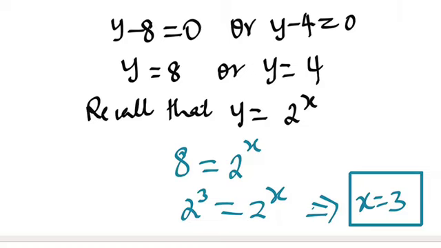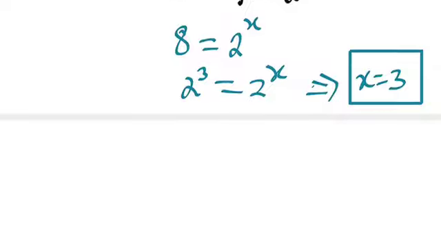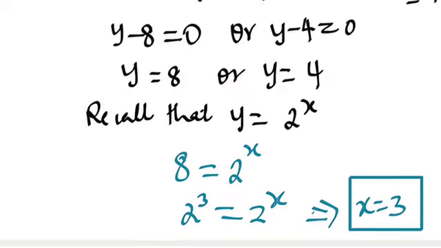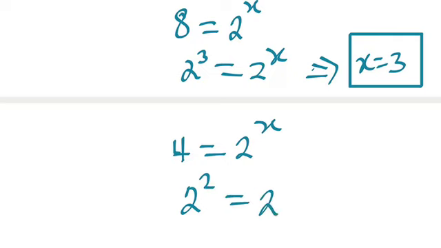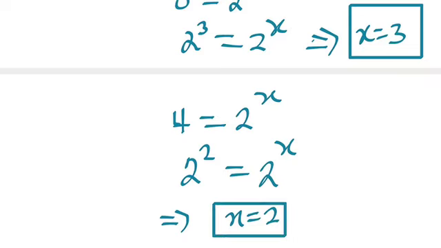Now moving on, we pick the second one, when y equals 4. So we're going to have 4 equals 2 to the power of x. Then 2 to the power of 2 will give us 4, and we have 2 to the power of x. Since we have the same base, this implies that x equals 2, which is the second solution we have. And that is the end of the class.